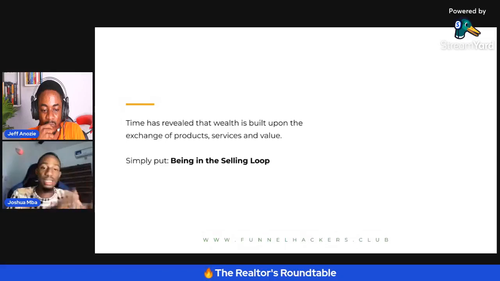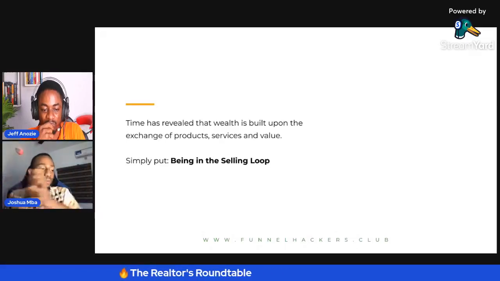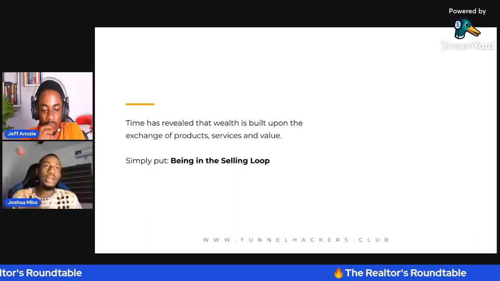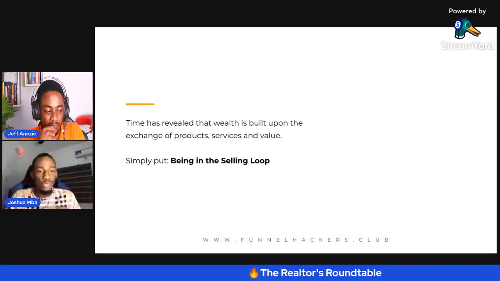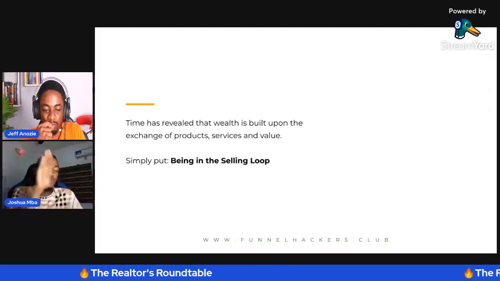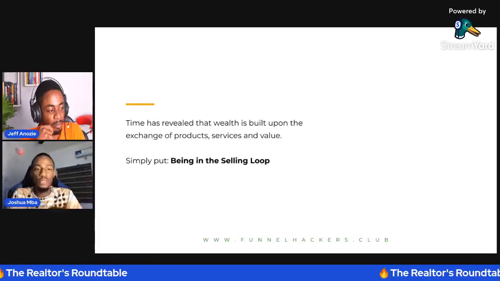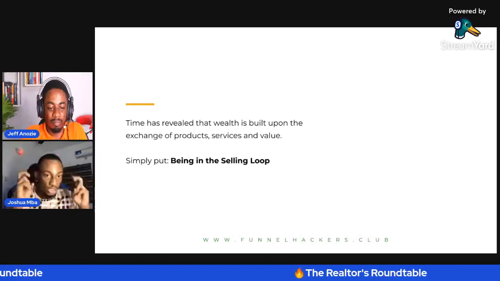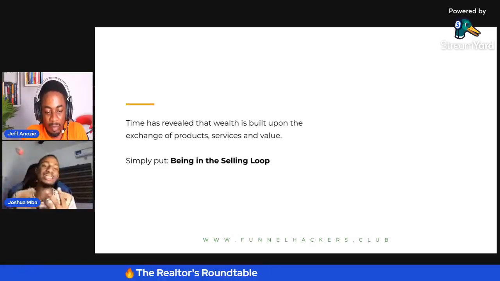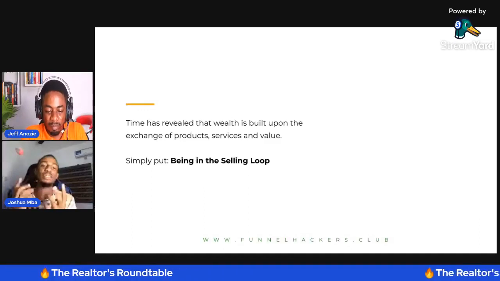If you have a product and service, you're going to make money. If you have a value to offer, you're going to make money. Without these things, money can't be made. We can't exchange money for nothing. Money must be exchanged for something, no matter how little the value is. The smaller the value, the smaller the money. The smaller the product in the context of value, the smaller the money. So there must be an exchange, and that is what I did.